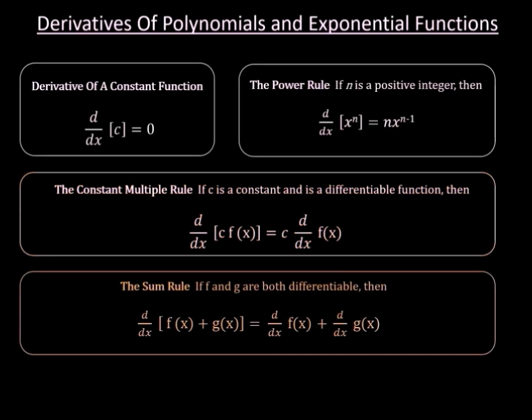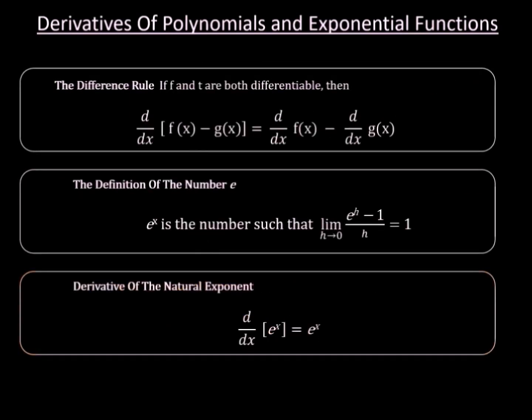The sum rule states that, if f and g are both differentiable, then the derivative is equal to the derivative of f plus the derivative of g. Then the difference rule states that, if f and g are both differentiable, then the derivative is equal to the derivative of f minus the derivative of g.